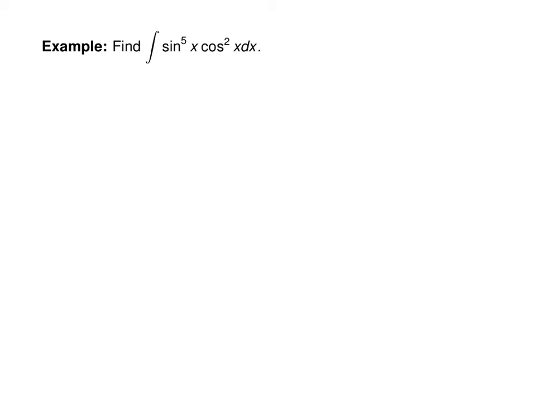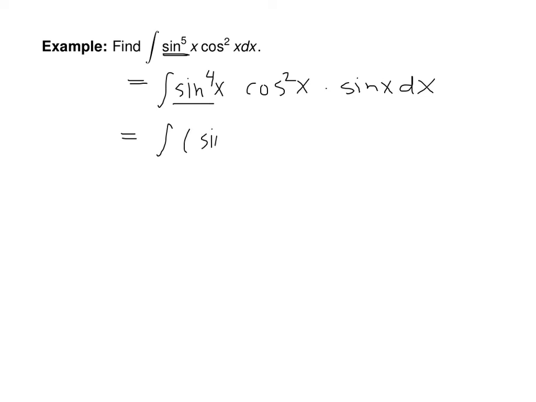Sine to the fifth x times cosine squared x. Now we can't break up cosine squared x because that gives you an odd power on a cosine, and there's no identity for odd powers that we're using right now. So instead, let's take the sine, and we'll write that as sine to the 4th x times cosine squared x times the single sine x dx. And then notice that sine to the 4th x is the same thing as sine squared x, squared.